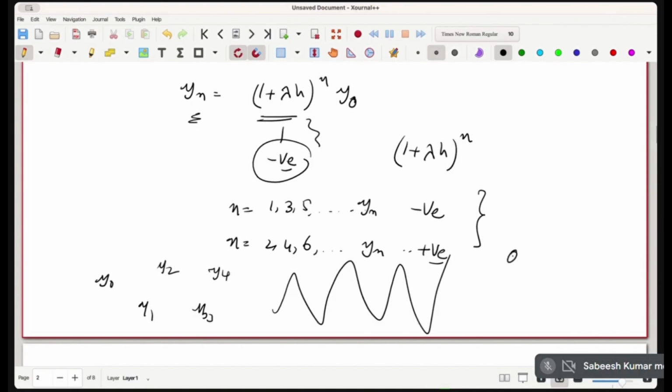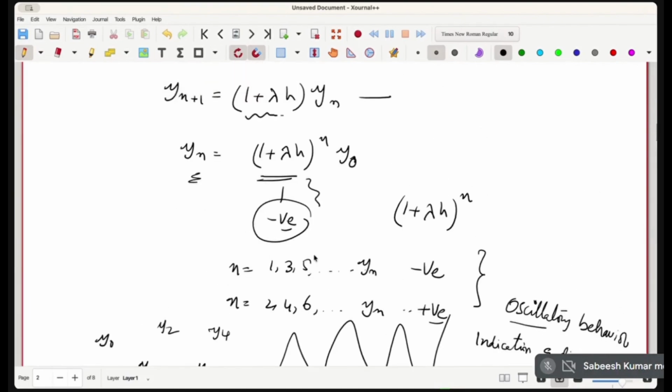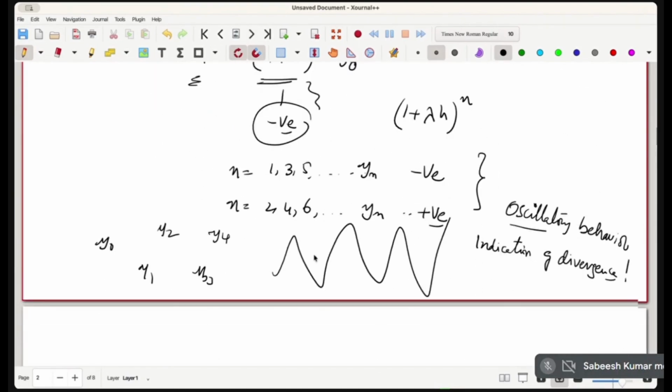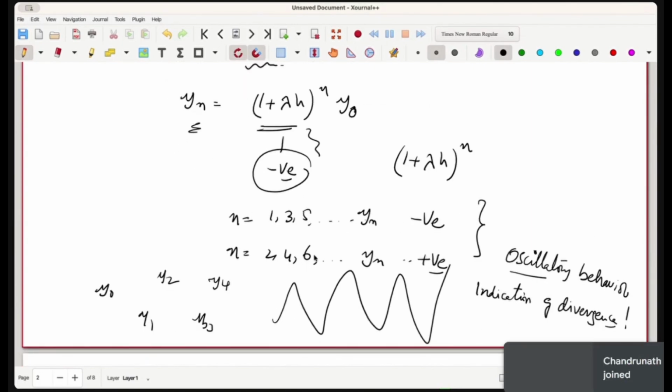So that means it's going to show oscillatory behavior, and such oscillatory behavior is an indication of divergence. Okay, so we should be careful. If an oscillatory behavior is being seen, then essentially the solution is eventually going to diverge.